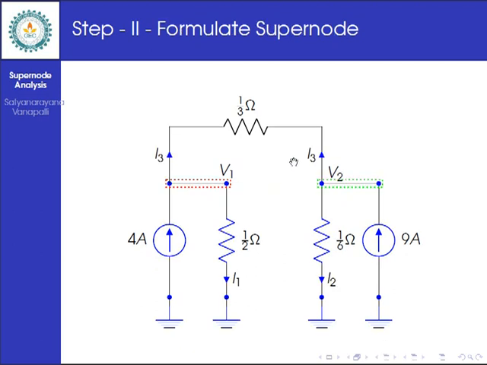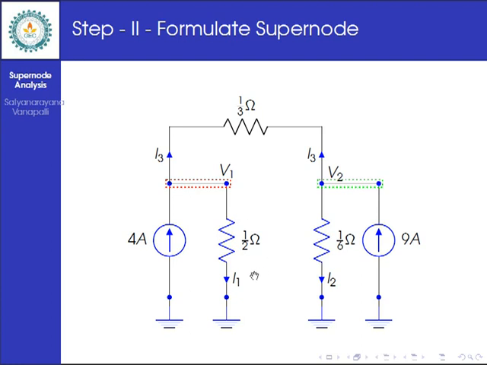Second one, formulate the supernode. So supernode is formulated by combining node 1 and node 2 with the removal of the branch in which the voltage source is present. Now if you look at this diagram, the voltage source is removed. Here you assume that the currents are leaving at the nodes.